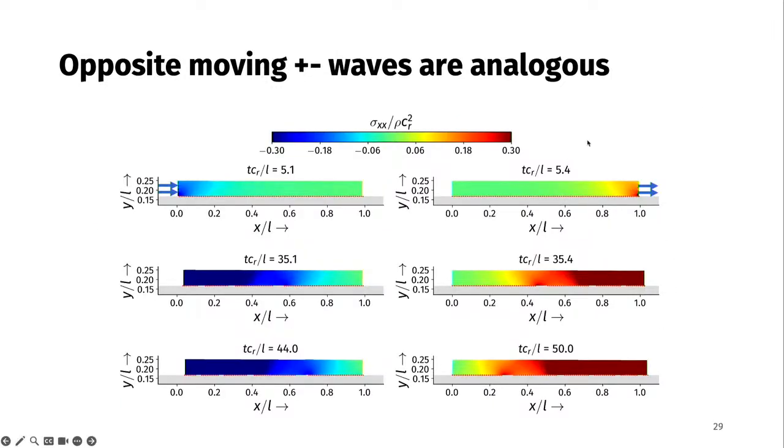There's just one more piece that confirms this analogy. If you calculate the epsilon xx for a moving wave, you can show that the epsilon xx is compressive for the plus wave and tensile for the minus wave, and the sigma xx shows the same trend. One is compressive, the other is tensile.